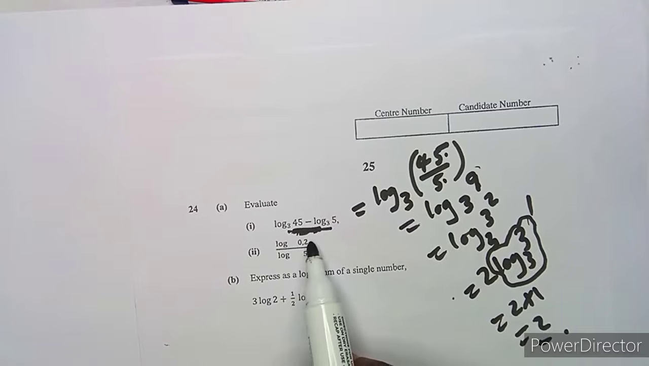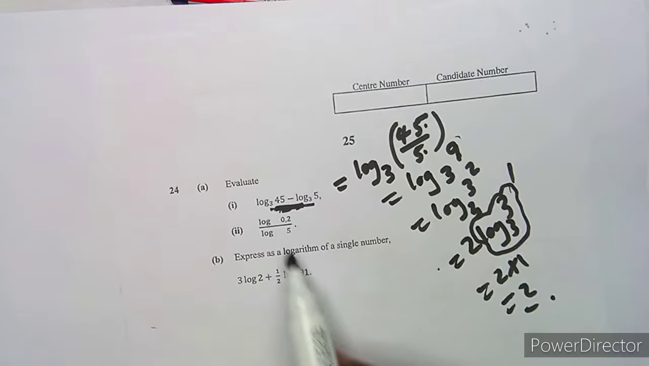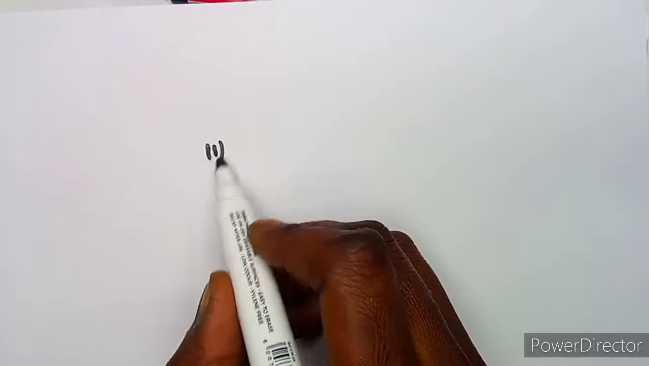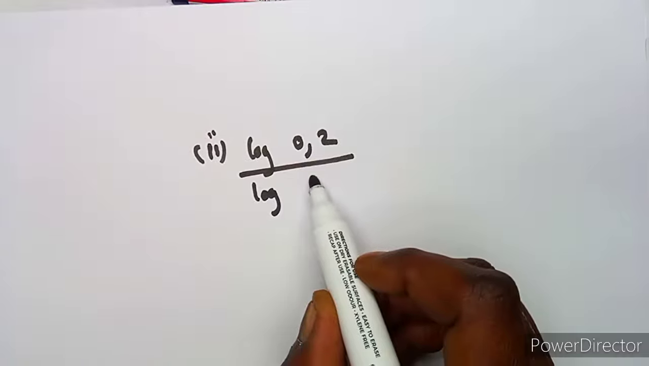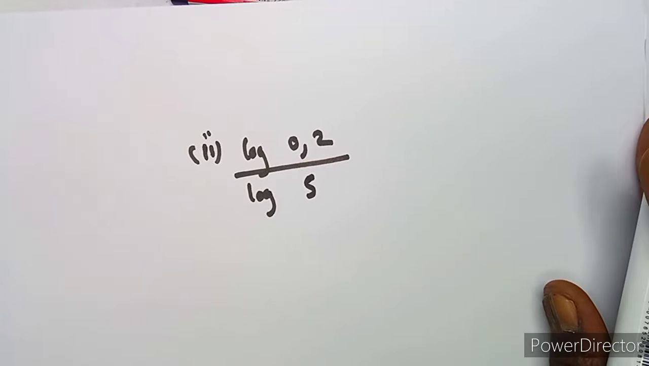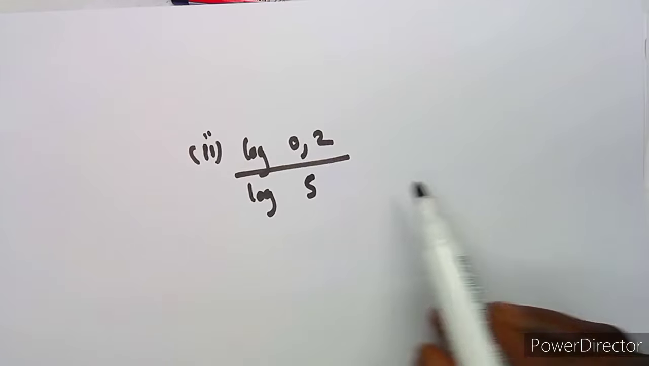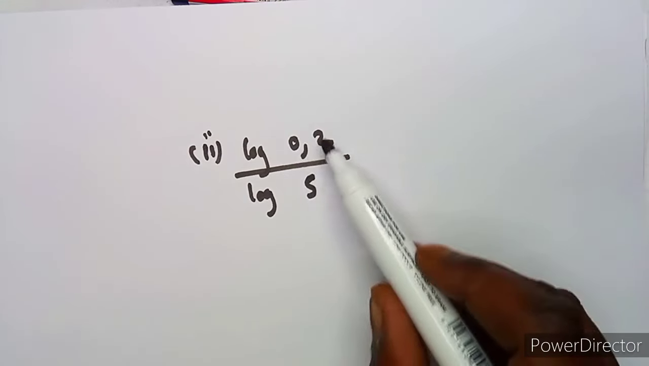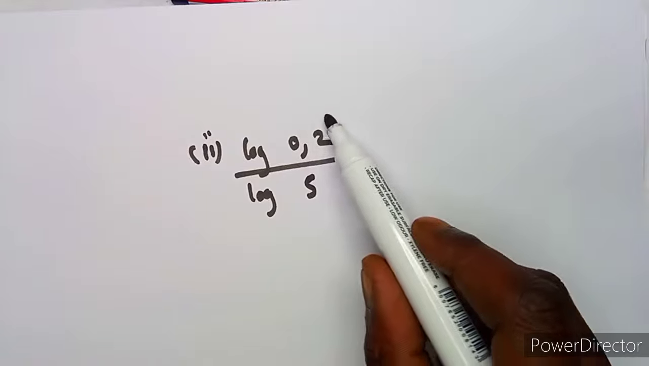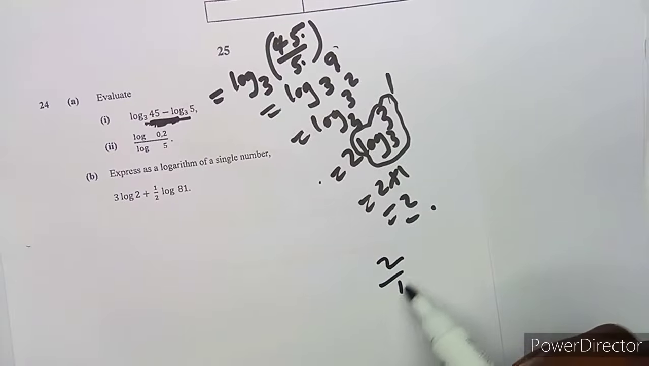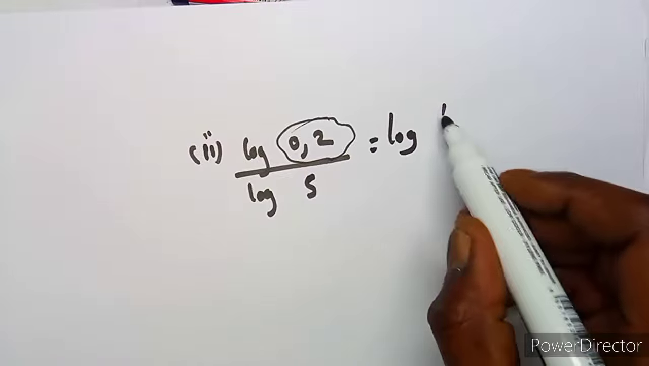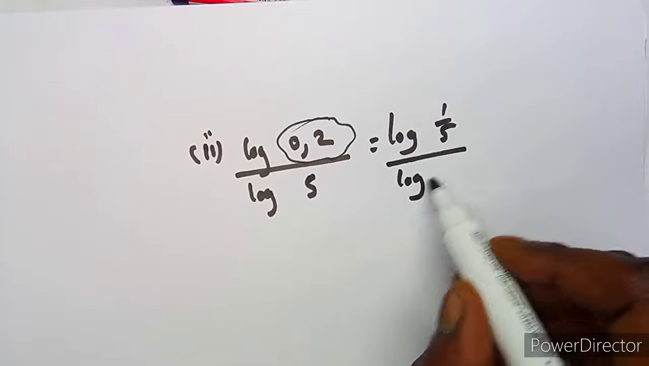All right, then we have log 0,2 in base 5. Here there are so many options to answer this one. Now this is item 2, so we can attempt it this way: log 0,2 over log 5. So this is what you can actually do in this case. Rewriting 0,2 as a fraction gives us 2 over 10, which is 1 over 5. Guys, these are some of the things that you just need to simplify.